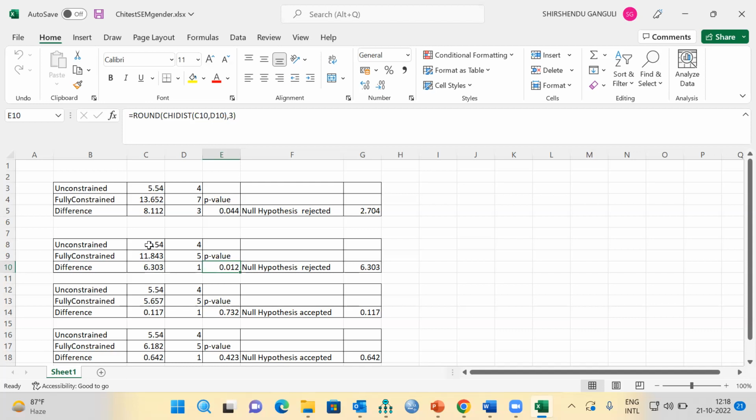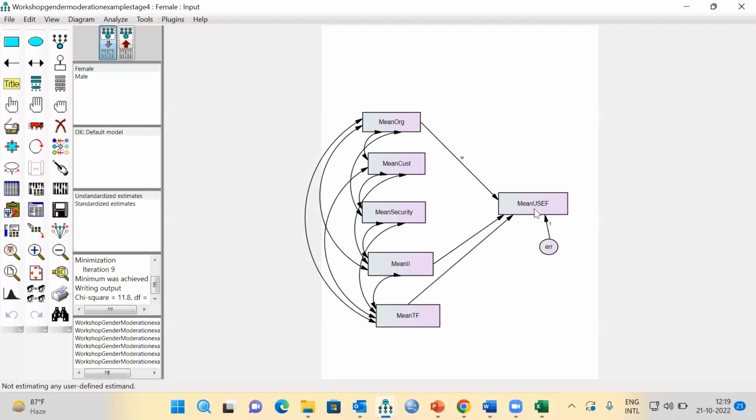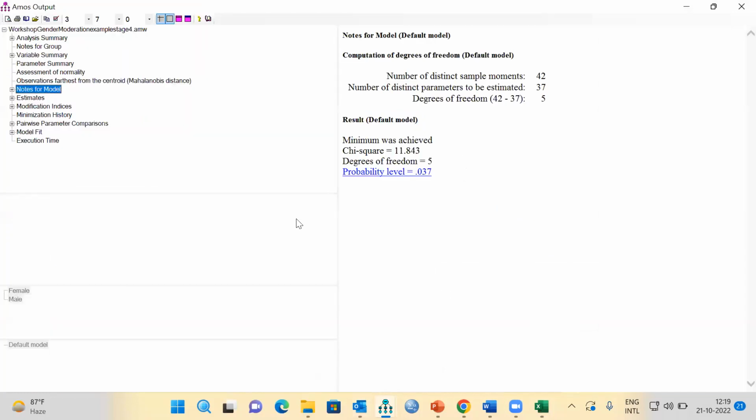Yes, sir. In the output we have this for the unconstrained model and for the path constrained model. So we are taking this path only, organization to usefulness. Yes, sir. This has the chi-square and degrees of freedom values of 11.843 and 5. We are checking each of the three paths separately now, whether the moderation effect is there for all the paths. The moderation effect is there for the complete model, but it may be that out of the three paths, all may not have a moderation effect. That's exactly what we are checking for each of the paths separately.